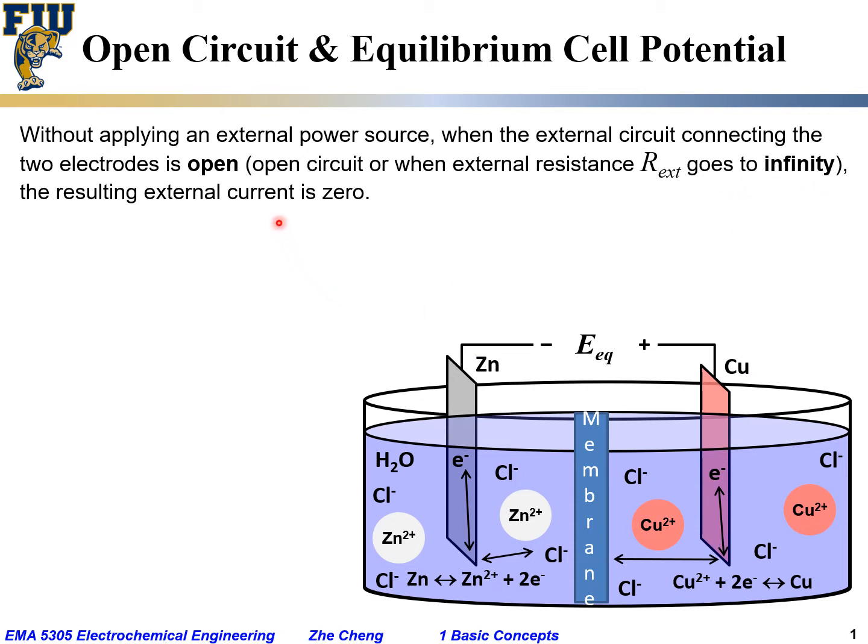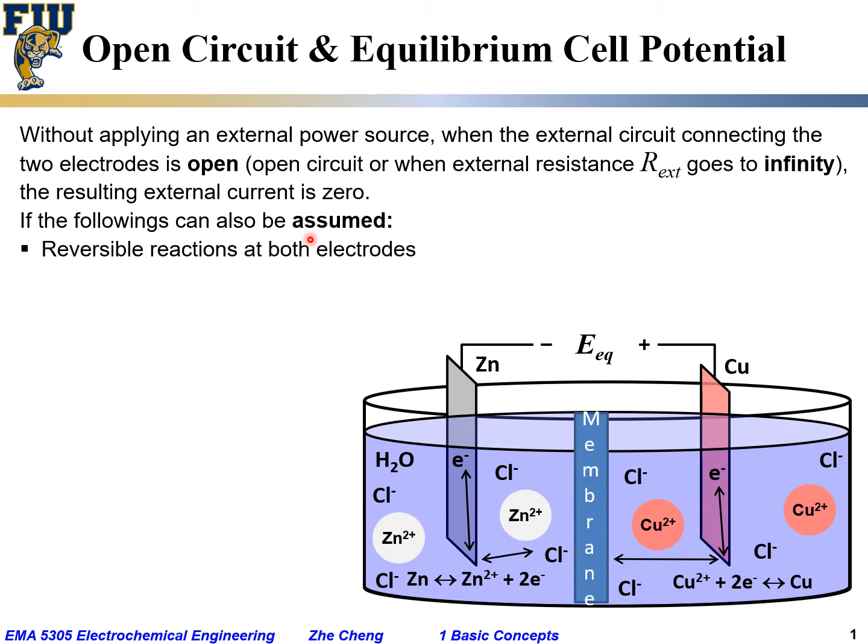As you can learn in physics, the external circuit current would be zero because it's open circuit. The resistance is infinite. There can be no electrical current or electron flow through the external circuit. Okay? Under this condition, if we can make a few additional assumptions, the first one is reversible reactions at both electrodes.